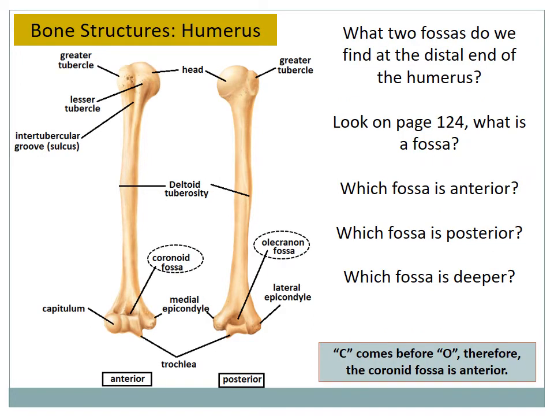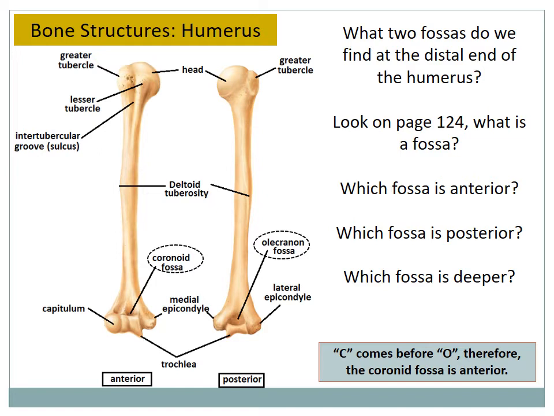So now I'm looking a little lower on the humerus. What two fossas do we find at the distal end of the humerus? Yeah, we find the coronoid fossa and we find the olecranon fossa. So a fossa, you can see here, these are like indentations in a bone. So in indentations in a bone, a fossa is going to be interacting with another portion of another bone. So a fossa is just an indentation here.